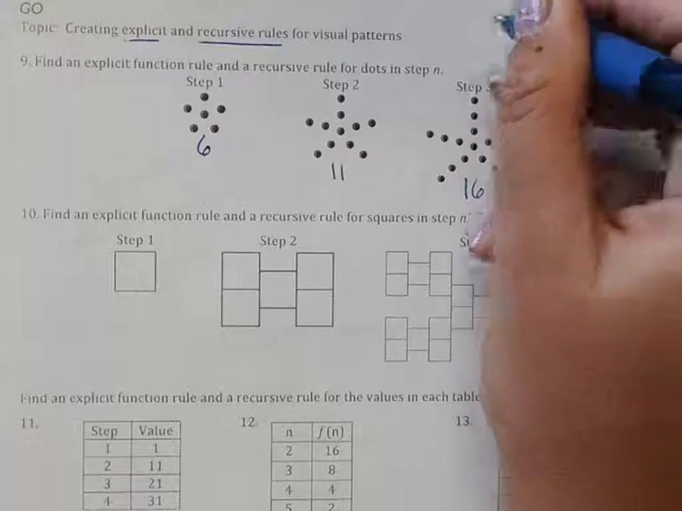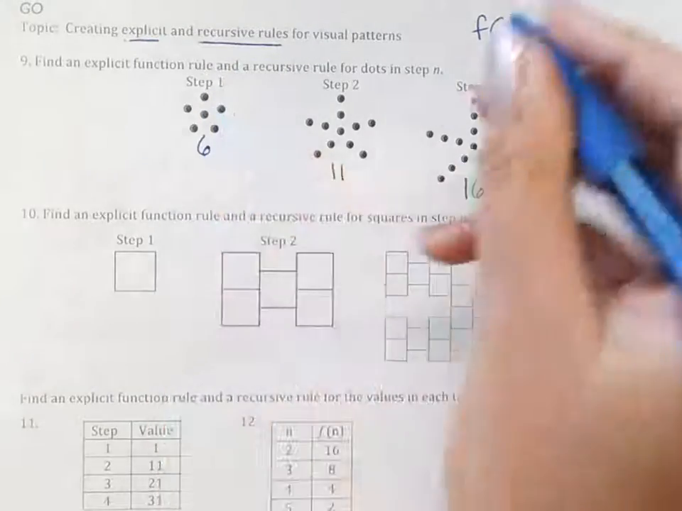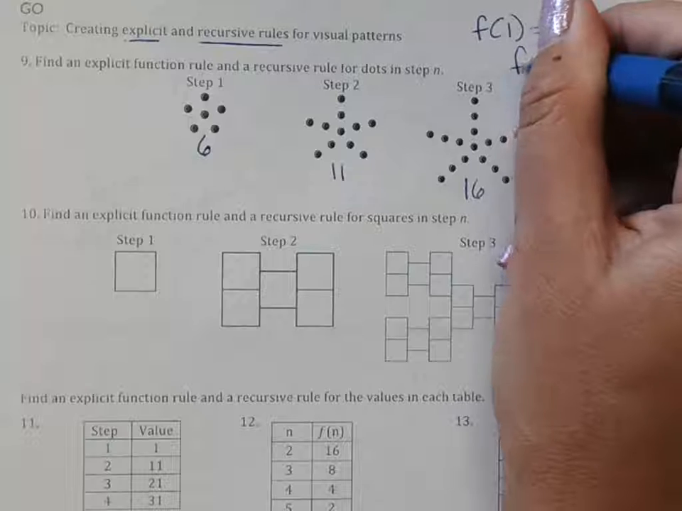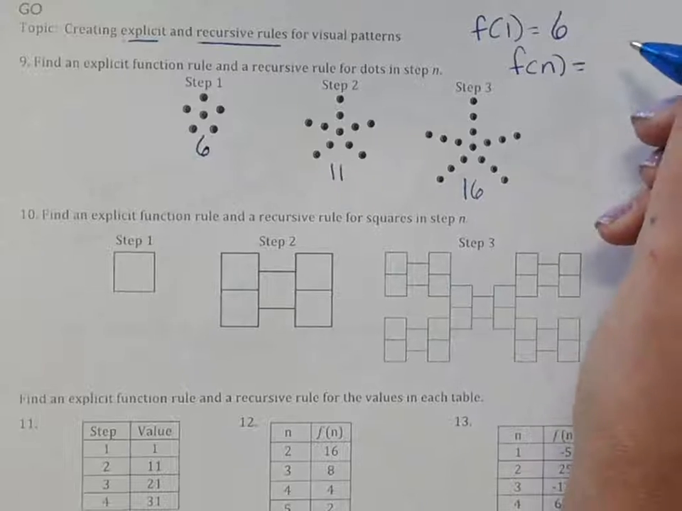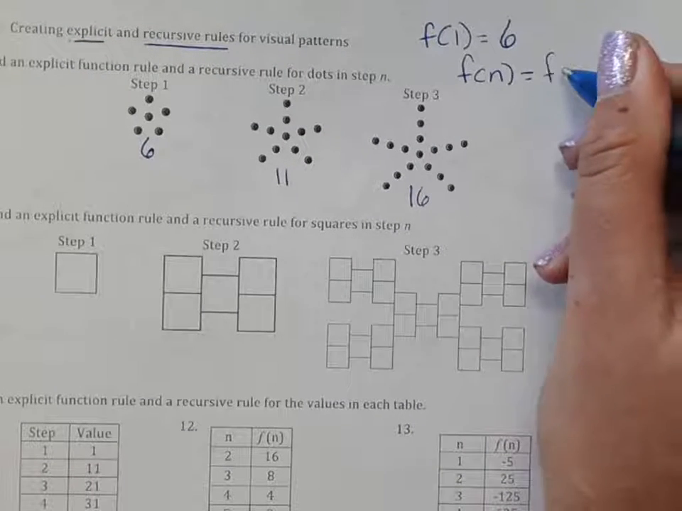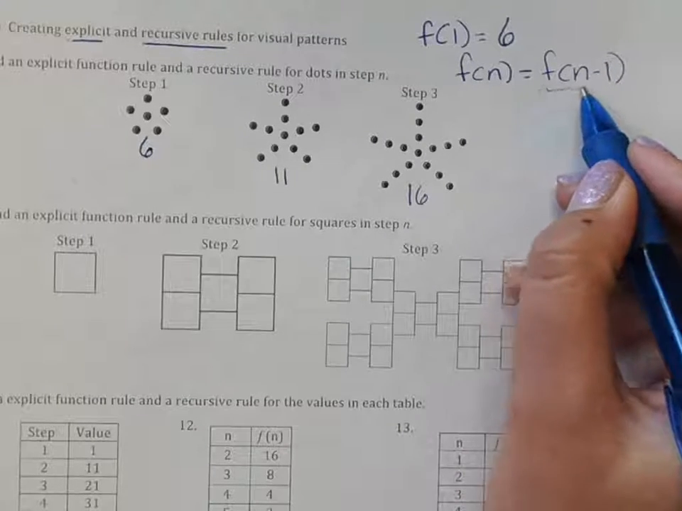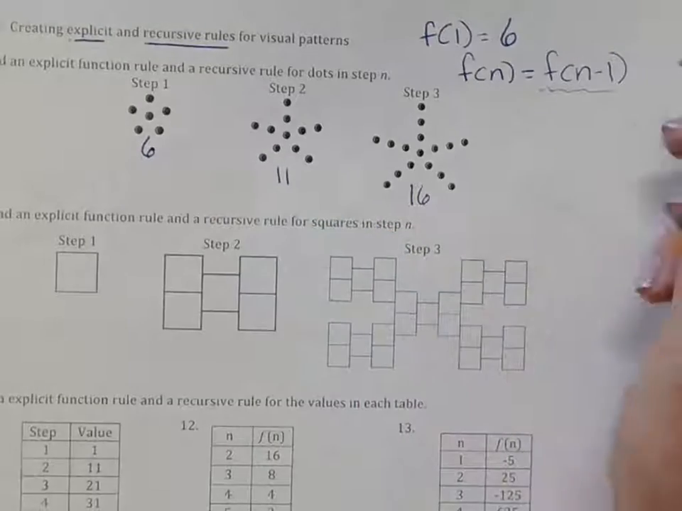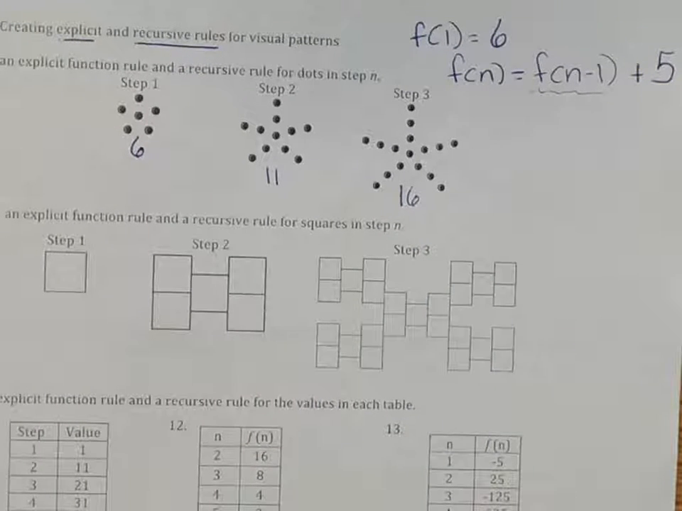So for recursive, you always want to identify where you start. So f of 1 is 6. So you just want to identify that. And then f of n equals f of n minus 1. This just means previous term. So what are we doing from the previous term to get to the next term? What did I do from 6 to get to 11? I added 5. Okay, that is the recursive rule for number 9.